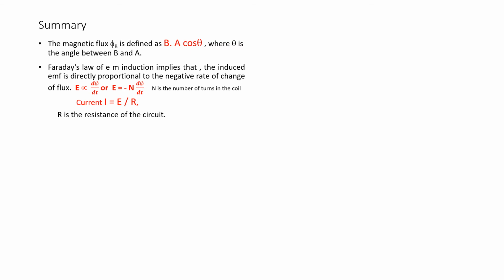Substituting the proportionality by a constant, we get E is equal to minus N d phi by dt, where N is the number of turns in the coil and d phi by dt is the rate of change of flux. Current I is written as I is equal to E by R, where R is the resistance of the circuit.